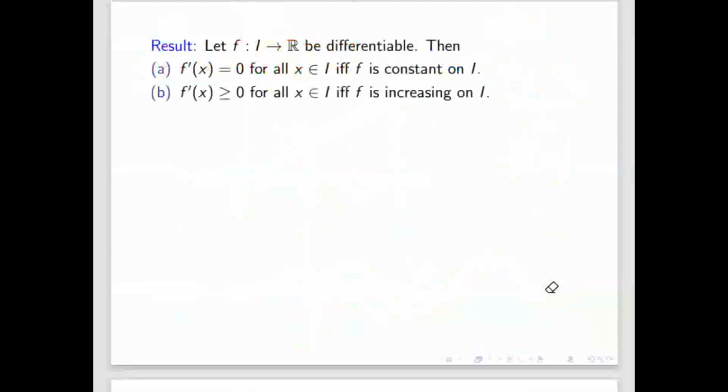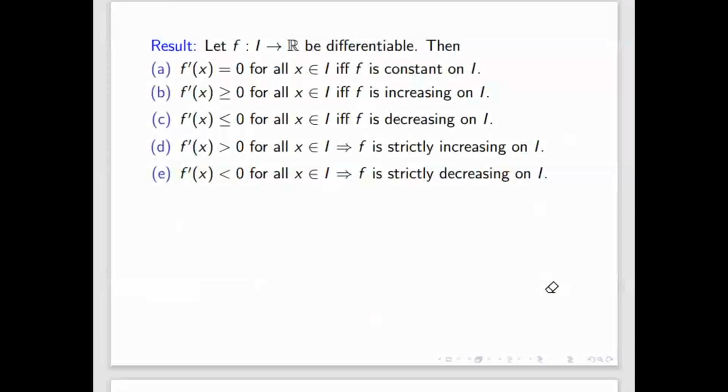Okay, next class we'll see increasing and decreasing functions and all. This is just definition.